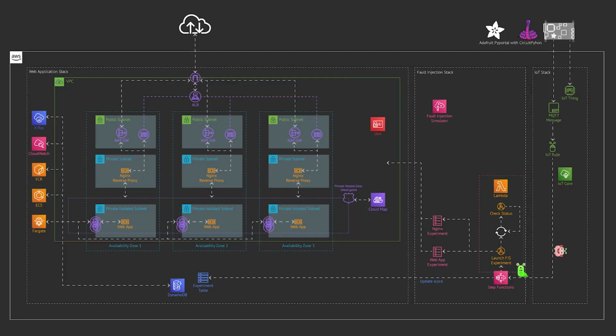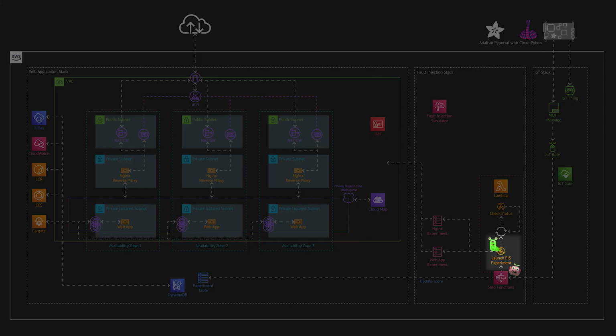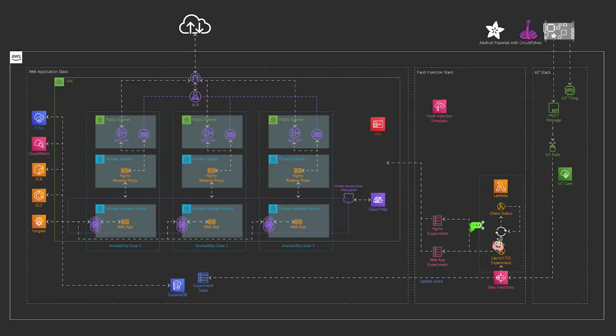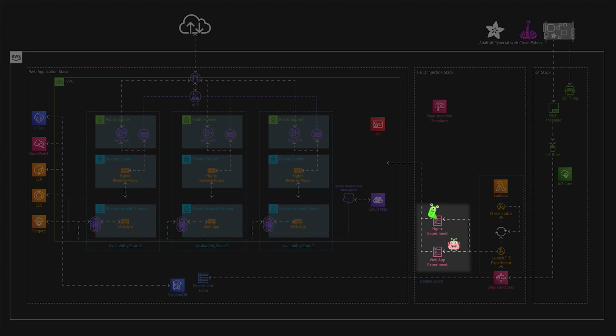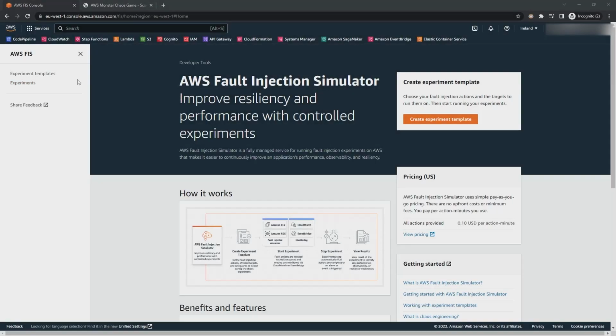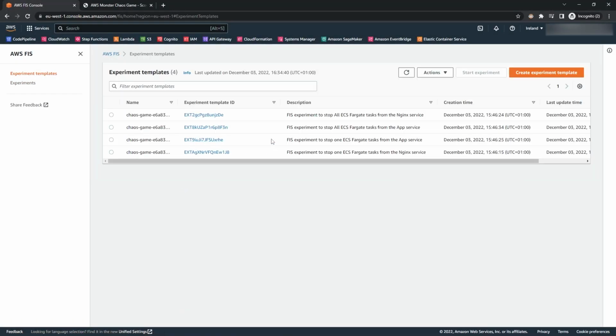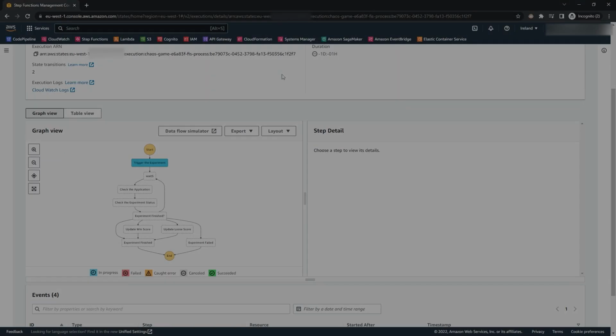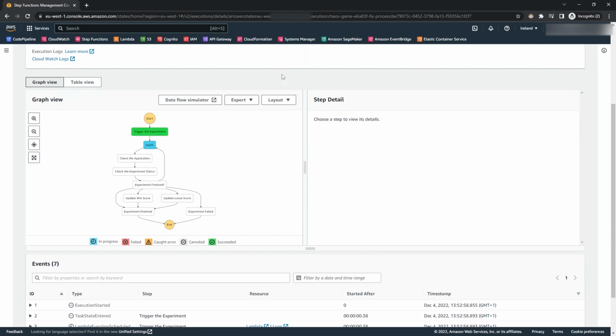In the fault injection stack, the step function triggers a first Lambda function which randomly selects one of the fault injection templates. Currently, there are only 4 templates to remove one or all of either the Nginx or web application Fargate tasks. AWS has recently released new types of experiments which I plan to add later. The step function then loops until the experiment is either failed, completed, or stopped.